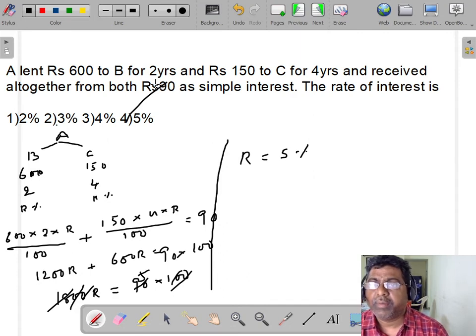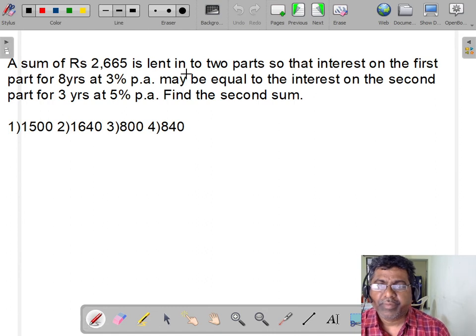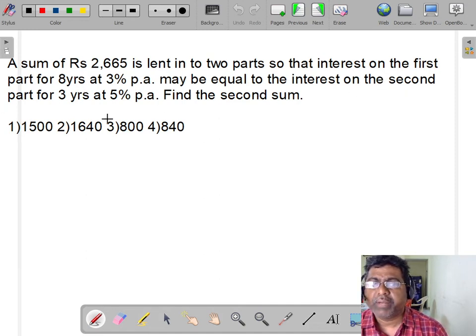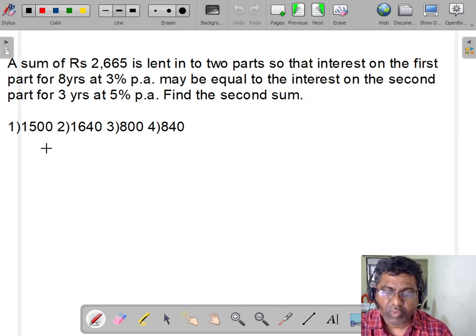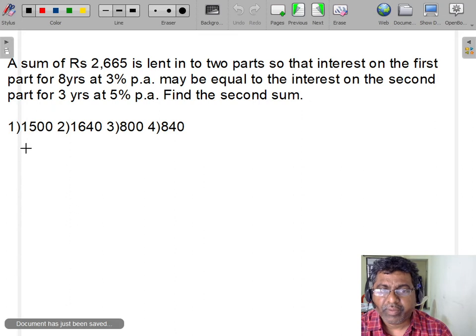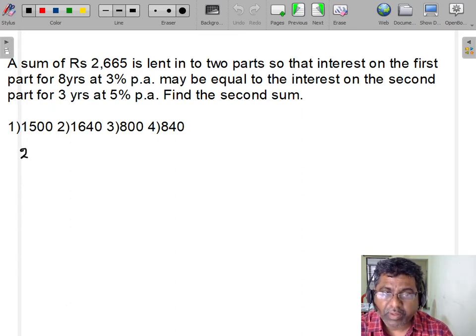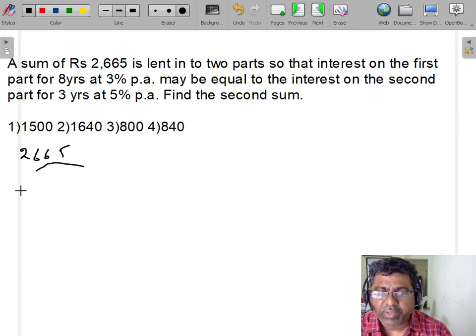Now we can see the next problem. A sum of rupees 2665 is lent in two parts, so that the interest on the first part for 8 years at 3% may be equal to the interest on the second part for 3 years at 5%. Find the second sum. So he was giving 2665. The total amount is 2665. He is dividing it into two parts.